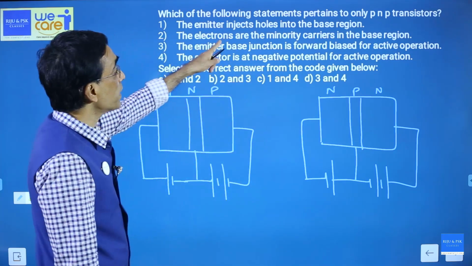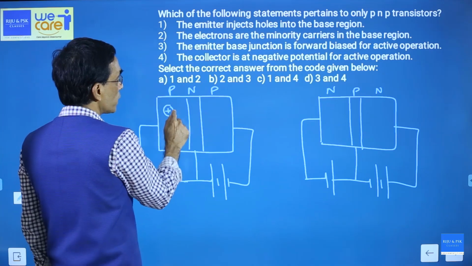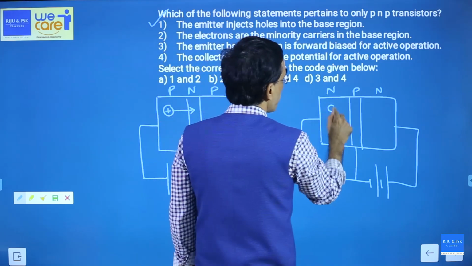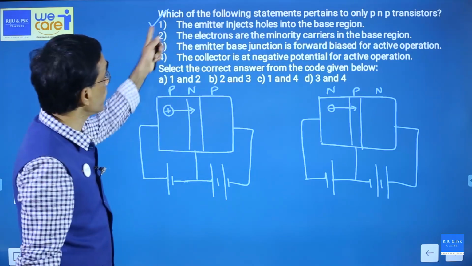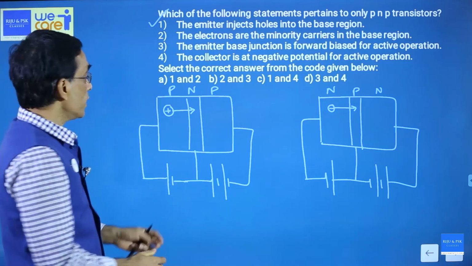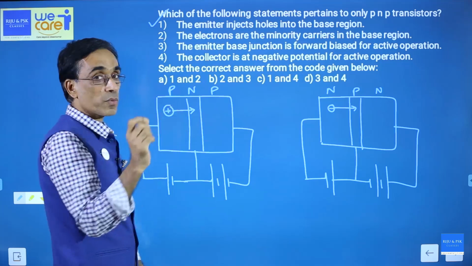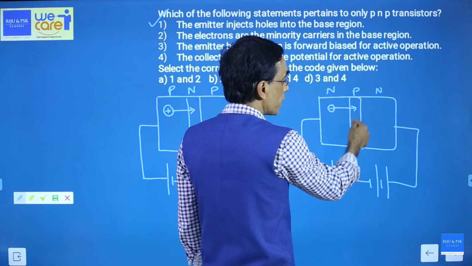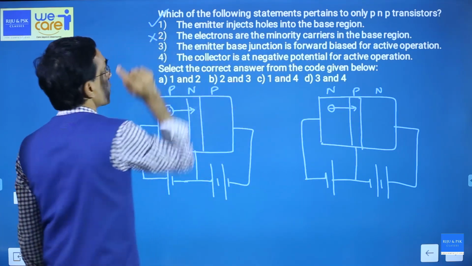Now, the emitter injects holes into the base. That's correct, because on the P side you have a larger number of holes, so these are getting pushed into the base. This statement is correct. But in the case of NPN, you have more electrons here and they are getting pushed in, so that is not applicable for NPN. This is applicable only for PNP. The electrons are the minority carriers in the base region. In a PNP transistor, the base is N type where electrons are the majority. For NPN, the base is P type where electrons are the minority. So this statement is applicable for NPN but not for PNP.